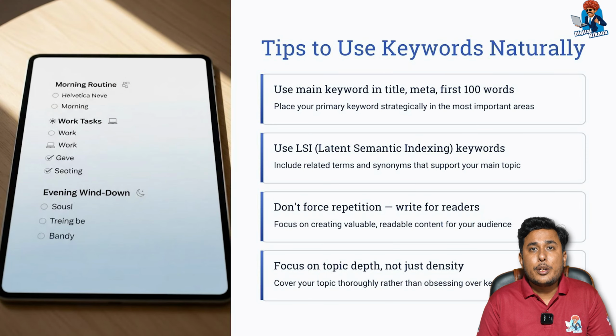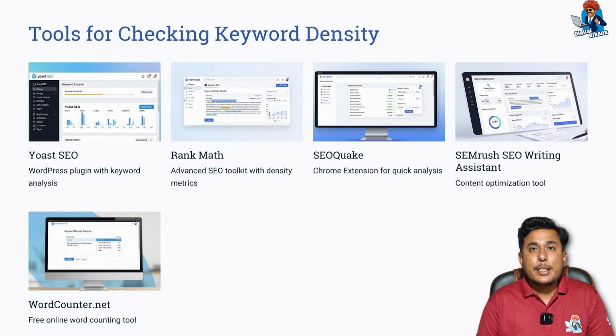That means using your main keyword naturally and supporting it with synonyms, variations, and related terms to keep the content rich and engaging. To check keyword density, use SEO tools that scan your content and provide a breakdown of your keyword uses. These tools can help you optimize without overdoing it.